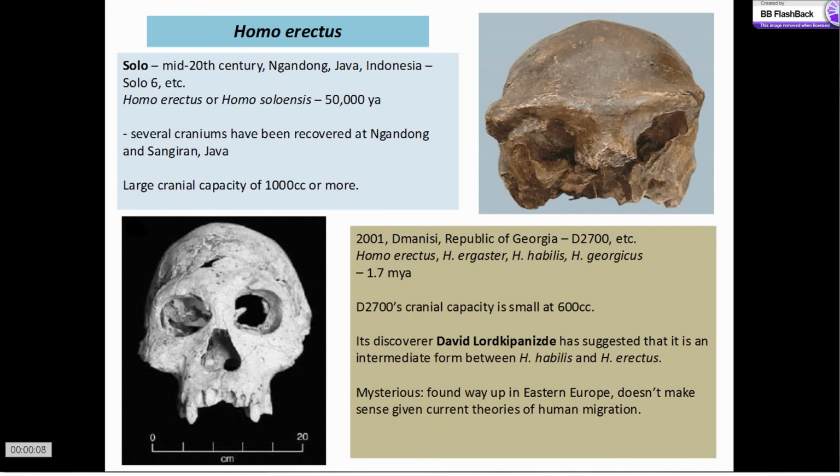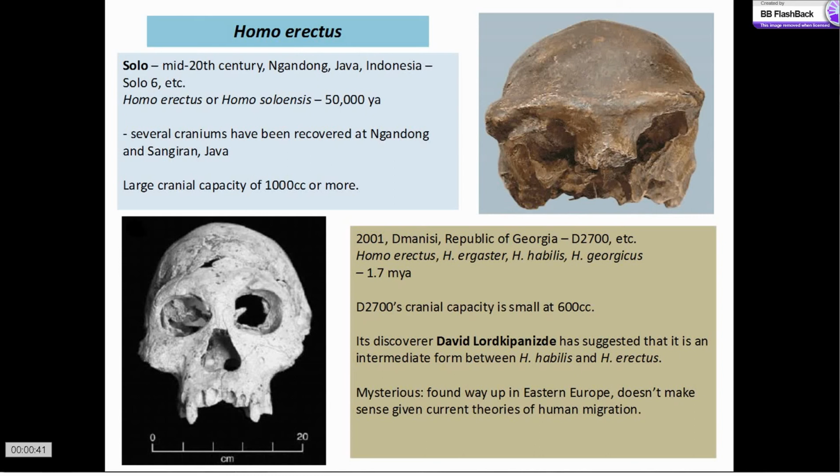In 2001, David Lordkipanidze discovered these fossils in Dmanisi. It's the Republic of Georgia. That's not the southern state where Atlanta is. This is the Republic of Georgia. It's an Eastern European country. They've been identified as Homo erectus, Homo ergaster, geez, maybe even Homo habilis, because they have very small cranial capacities, only 600 cubic centimeters. That's 150 cubic centimeters more than Lucy and 200 cubic centimeters more than a chimpanzee.